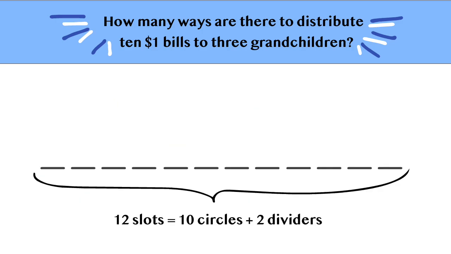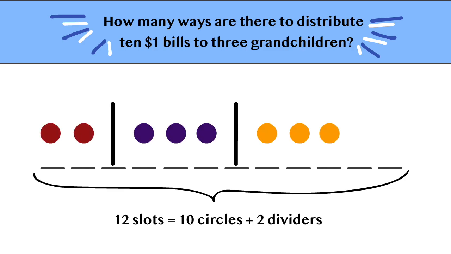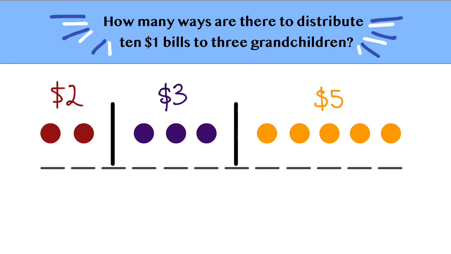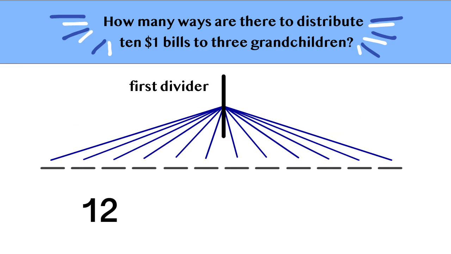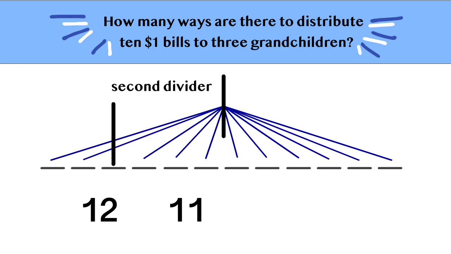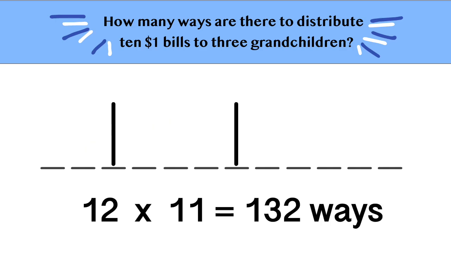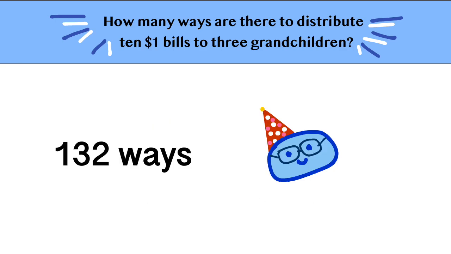We have 12 slots. In order to count the number of ways for Bob to distribute his money, we need to find the number of ways to pick 2 slots for the dividers, because once we have the 2 dividers, the rest of the slots will all be dollar bills. Every arrangement of the 2 dividers will account for 1 possible way for Bob to divide the money. The first divider has 12 options of which slot it will go in, and the second has 11. Multiply and we get 132 ways.